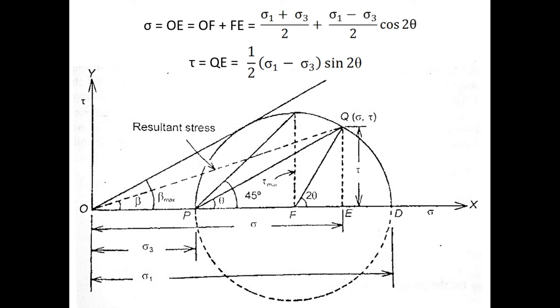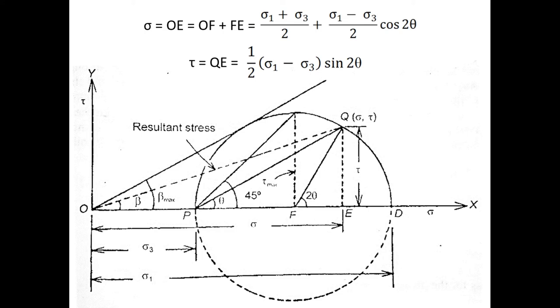You can either plot the angle theta and find out the stresses on that, or you can plot any point Q or R and subtend it to the point P, and the angle that it makes represents the angle with which the plane you are considering is inclined to the major principal plane. All right. So let us stick to this particular image.